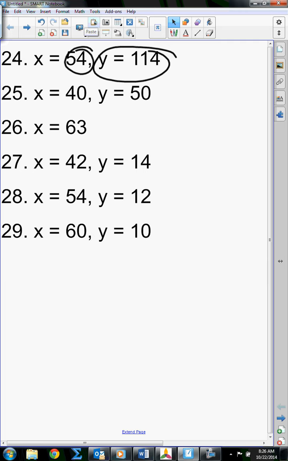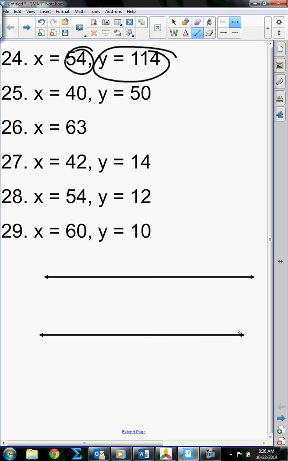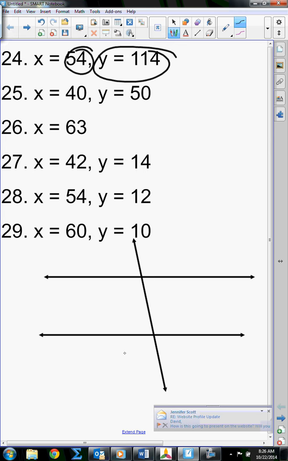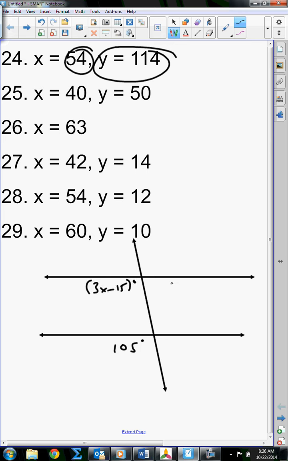For number 25, again, it's very similar. You had parallel lines crossed by a transversal with a given angle measure here and angles here and here. So these guys correspond here and here. So 3x minus 15 equals 105. So I'm going to add the 15 over. It gives me 3x equals 120. So x equals 40, which is what we got right there. And then this is a linear pair, so that means this equals 75. Subtract the 25, you get y equals 50.